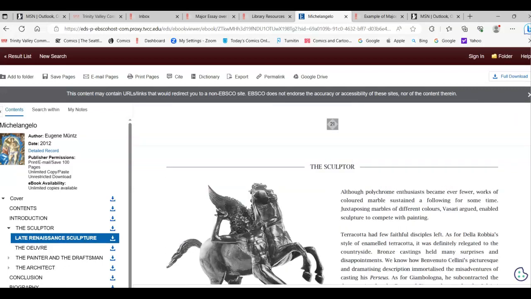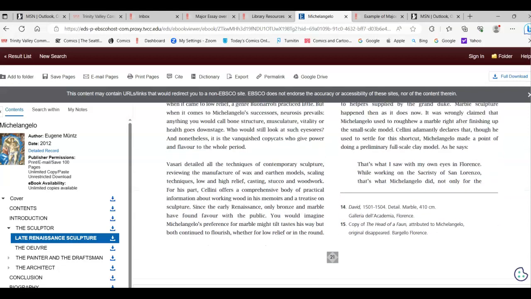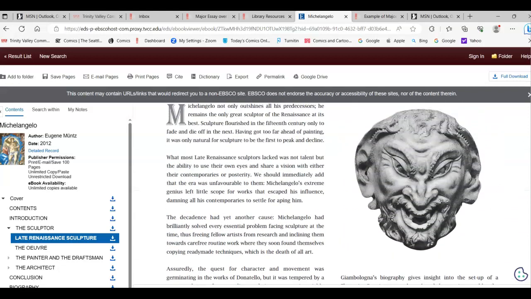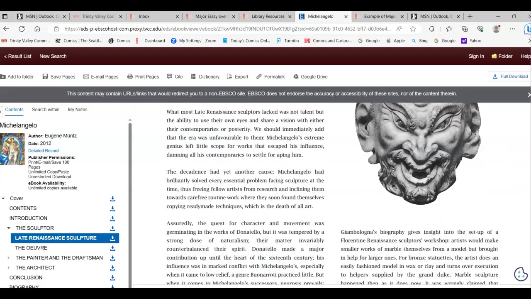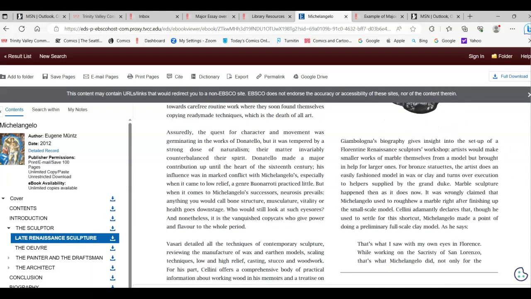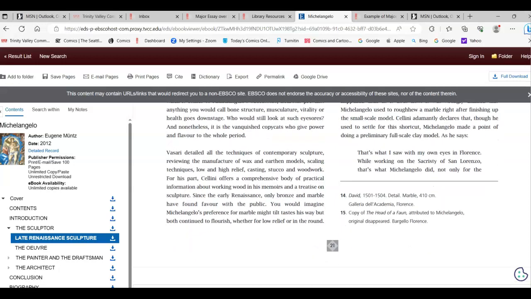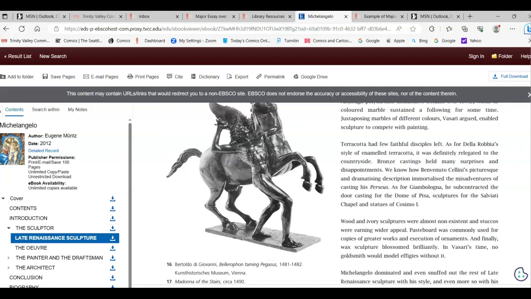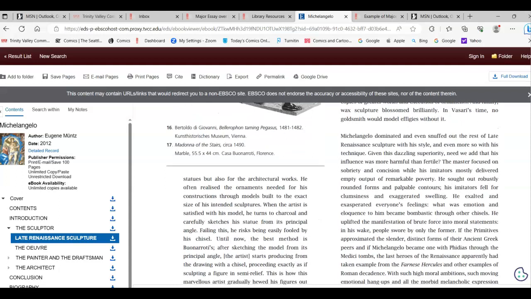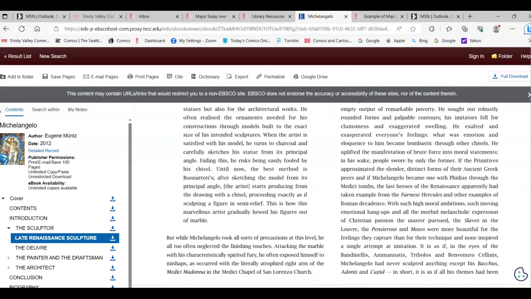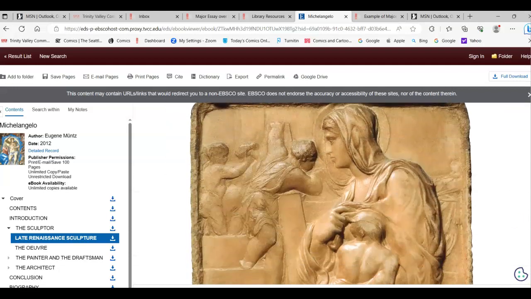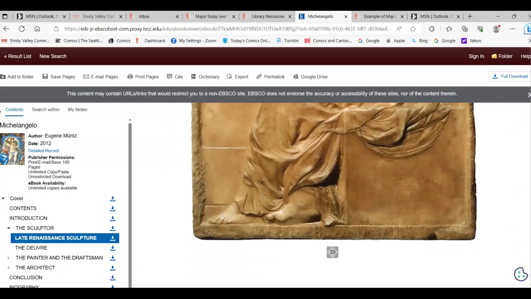And so you'll see where it talks about, let me go back up here, I moved a little too quickly. So you'll see where it talks about some of his sculpture and what he did and how it moved through, what Renaissance sculpture was like, and how others did. And then here comes Michelangelo and talks about his work. It says here, he dominated and snuffed out the rest of the late Renaissance sculpture with his style. So if you're going to talk about what he did, this would be a good one to look at in that way. And then here's some of his examples that he offers.